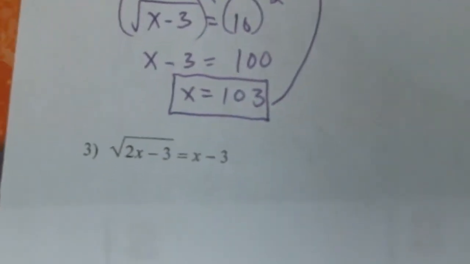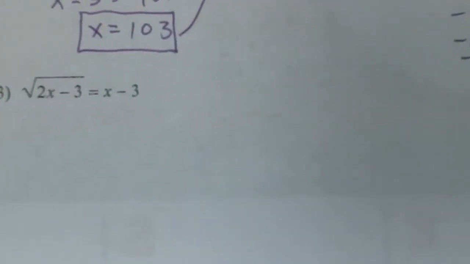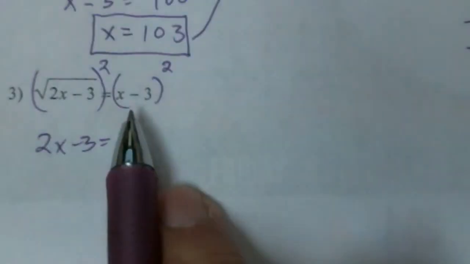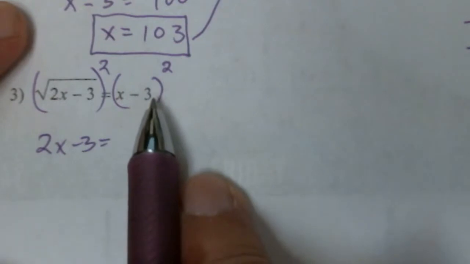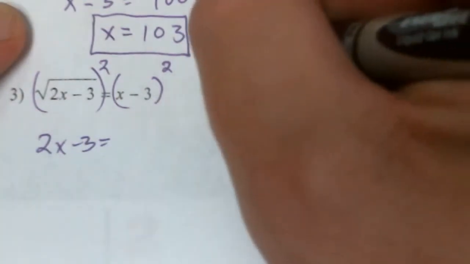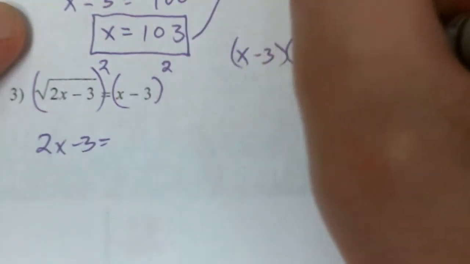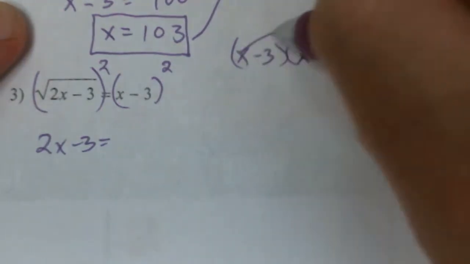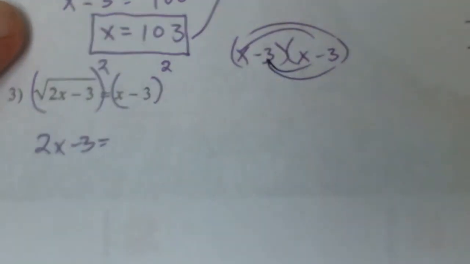Okay, number 3. Do I have one of my radicals isolated? Yes, I do. So let's go ahead and square both sides. When I square that, they cancel out, so I'm left with 2x minus 3. Now, when I square x minus 3, you can do one of two options. You could go ahead and FOIL out x minus 3 times x minus 3. First, outside, inside, last, that's perfectly fine.